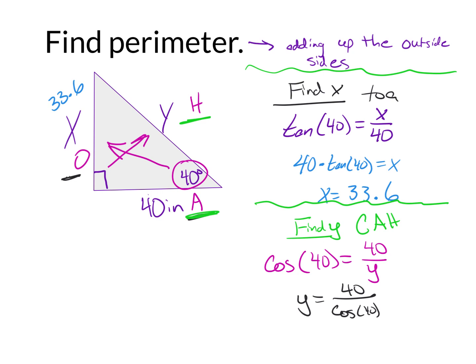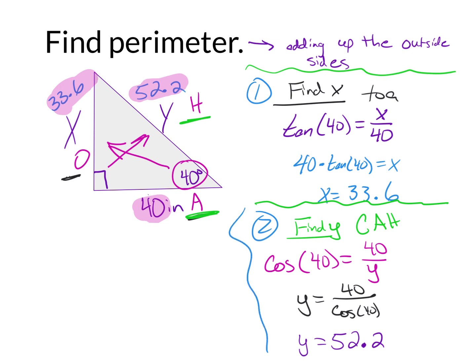40 divided by cosine 40, put in a calculator, and you get y is equal to 52.21, which just rounds to 52.2. So my y is 52.2. Okay. So now I have all three sides. I have the 33.6, 52.2, and the 40. So my third step, I guess I should number these. Step 1, step 2, and step 3 is to find perimeter.